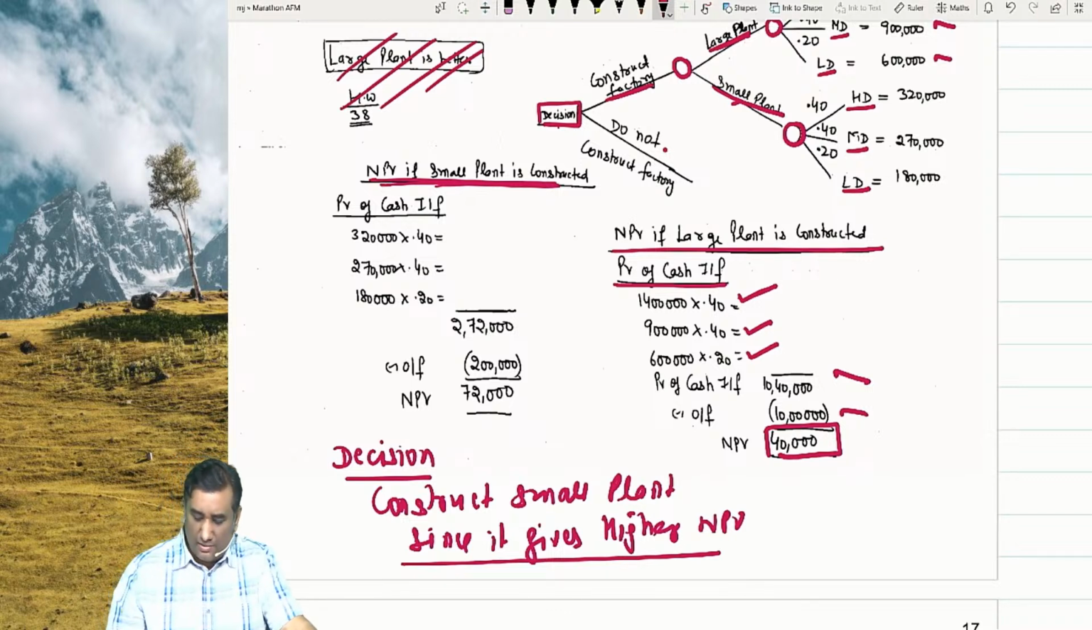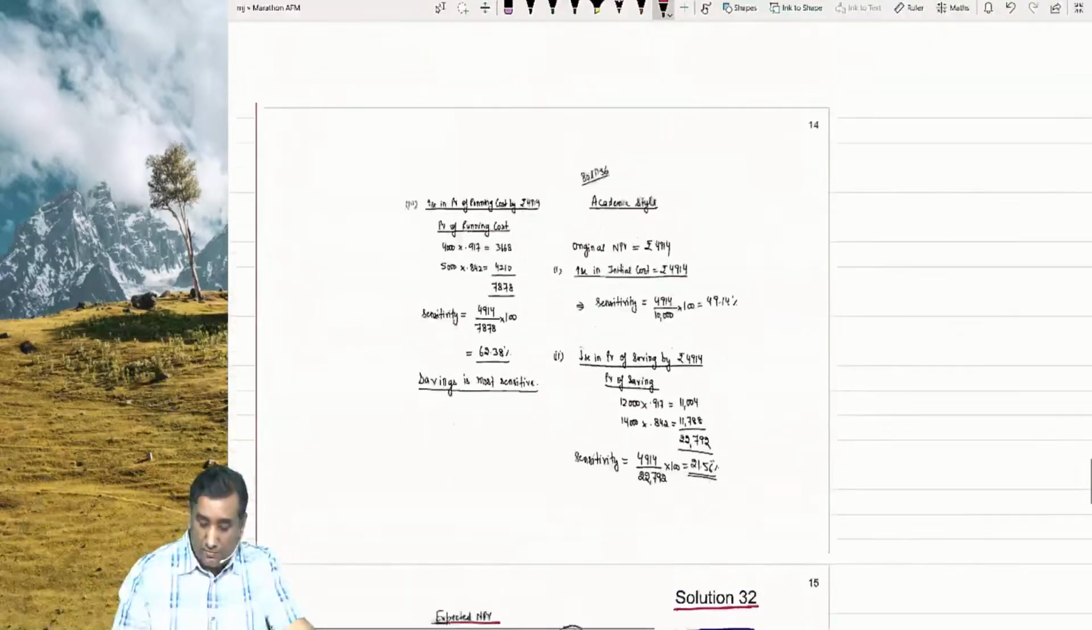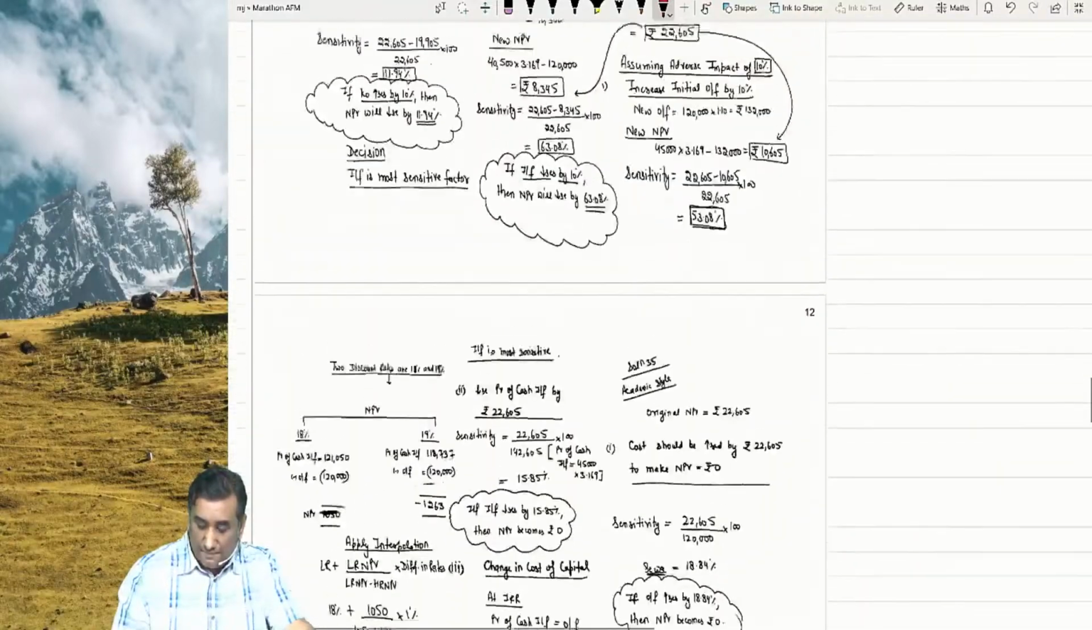So whichever gives me higher NPV, I'll go for it. If both were giving me negative, I'll go for what? Do not construct. Both are negative, so do not even construct. This was decision tree.